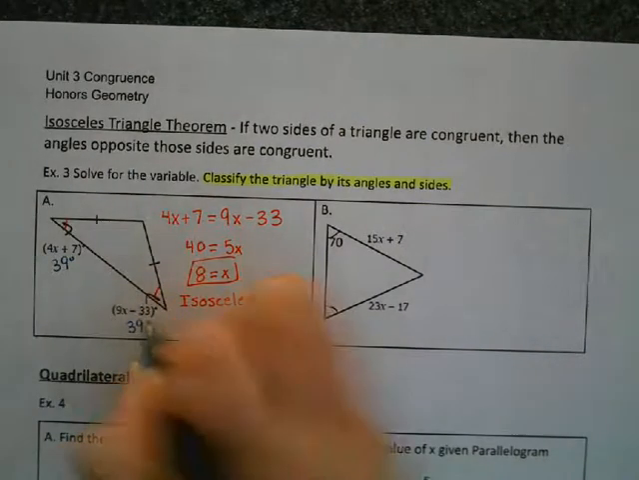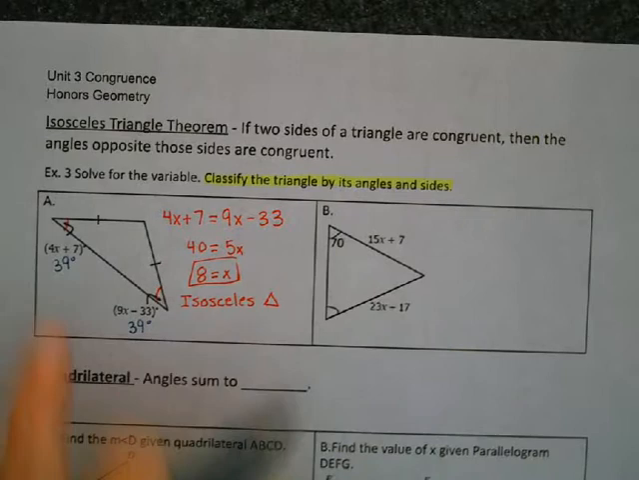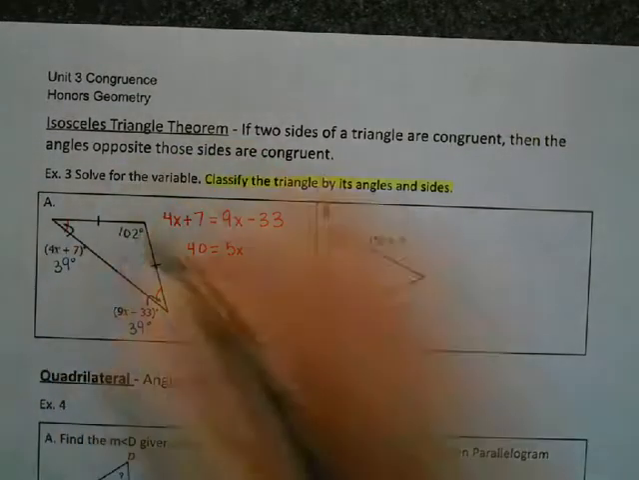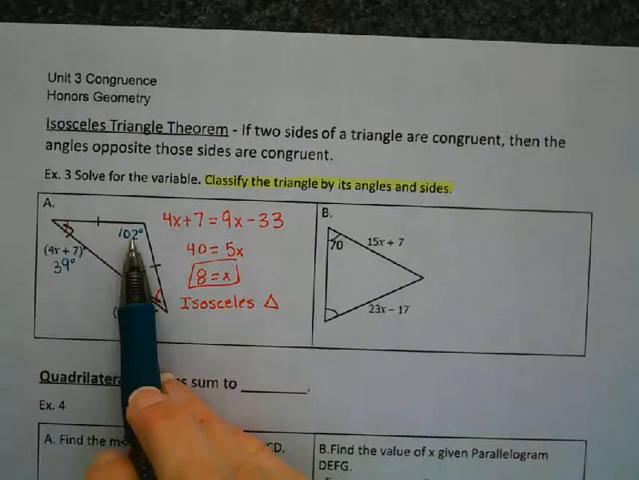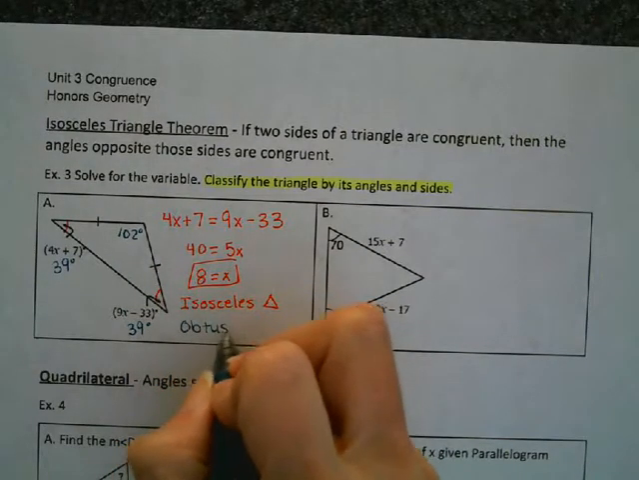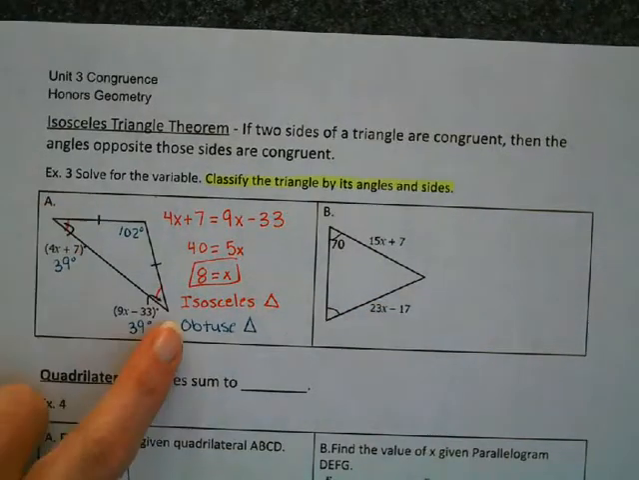So we have to find the missing angle. To find that, you would take 180 minus 39 minus 39, because those are both 39. This angle up here is 102 degrees. So, looking at my answers, since this is an obtuse angle, this would be called an obtuse triangle. So by sides, we have two congruent sides, that makes it isosceles. By the angle measurements, I know that this is going to be an obtuse triangle.